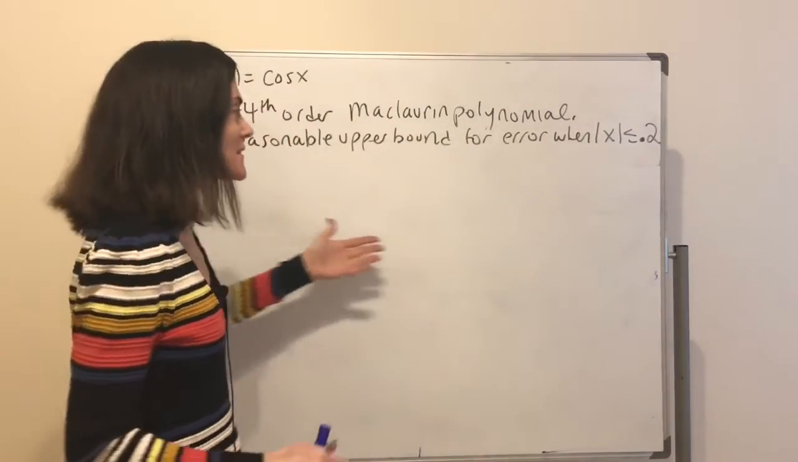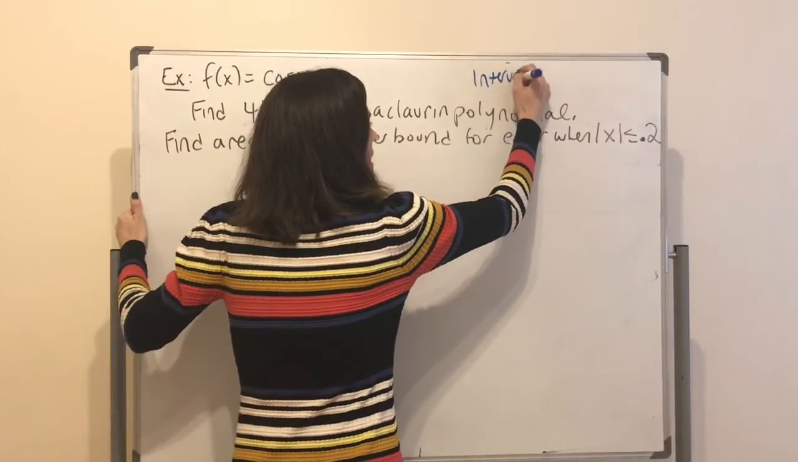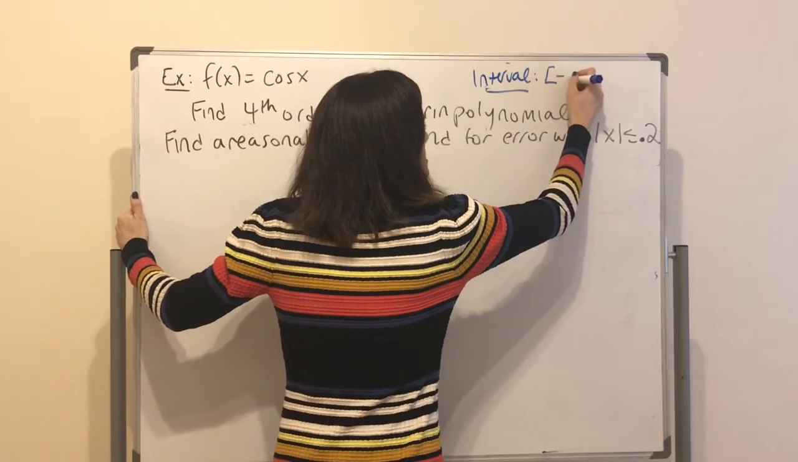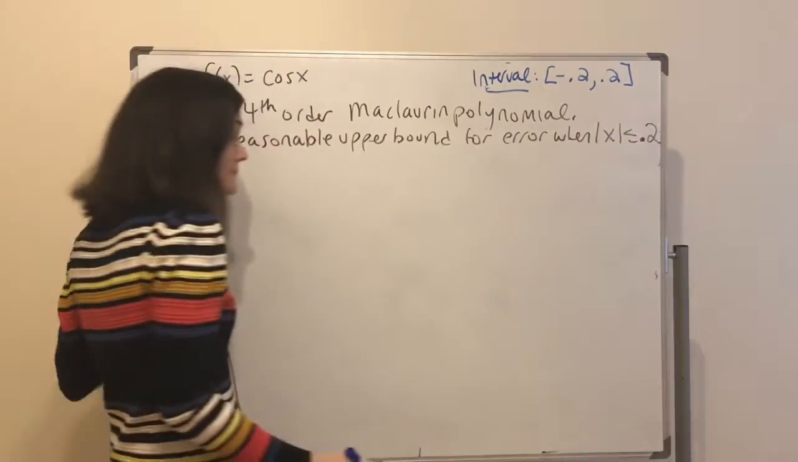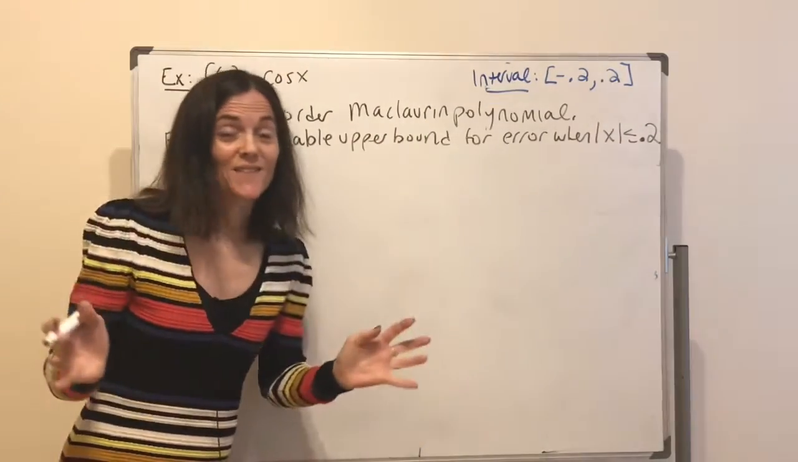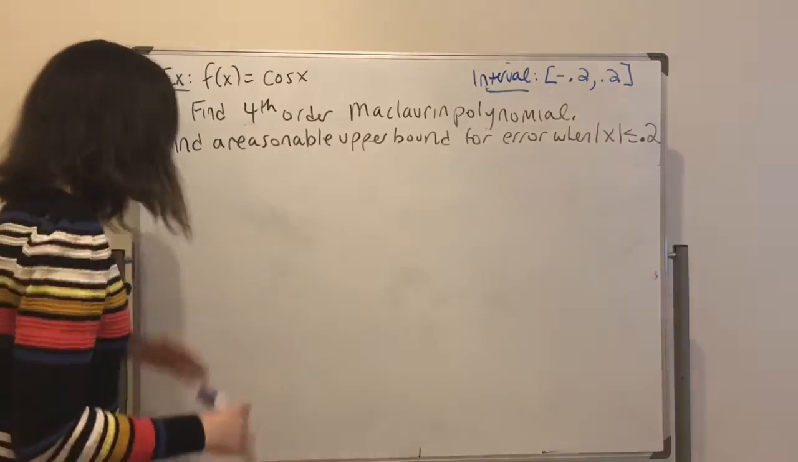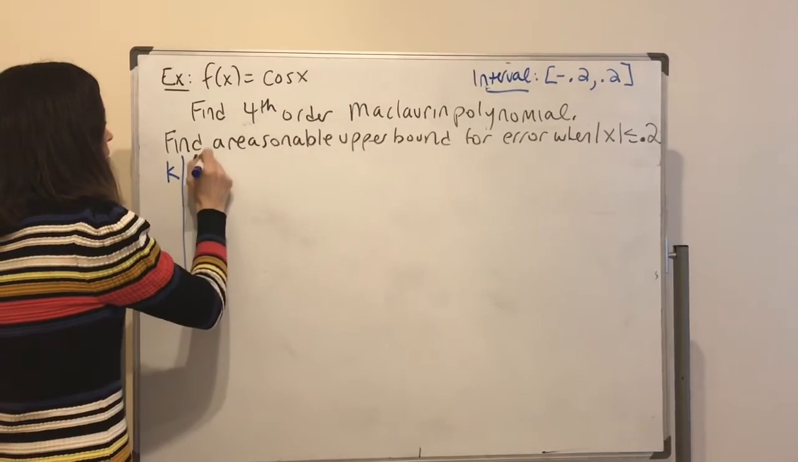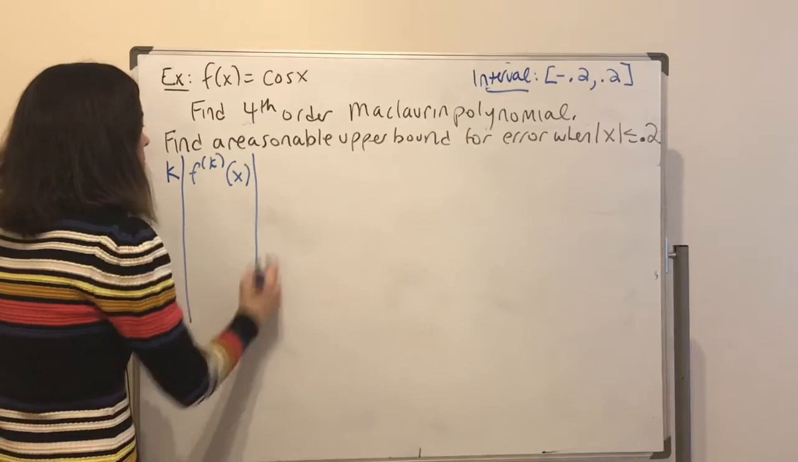In particular, I can write immediately, maybe I'll write it at the top, that my interval is minus 0.2 to 0.2. This is the interval I will use when I'm doing my error calculation, or upper bound on error, I should say. But we start with the fourth order Maclaurin polynomial.